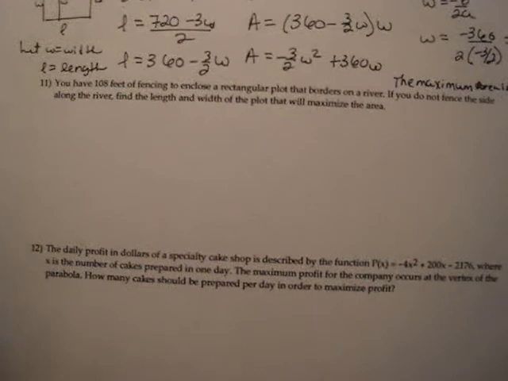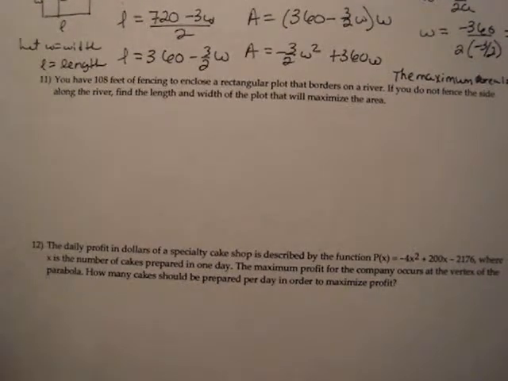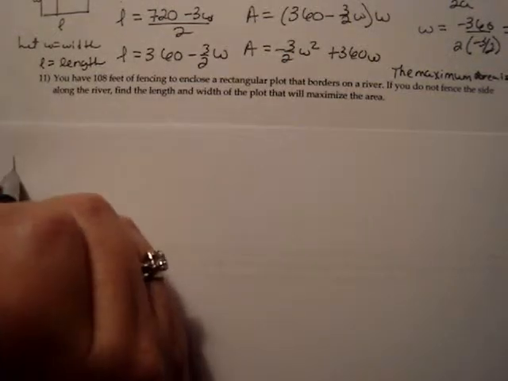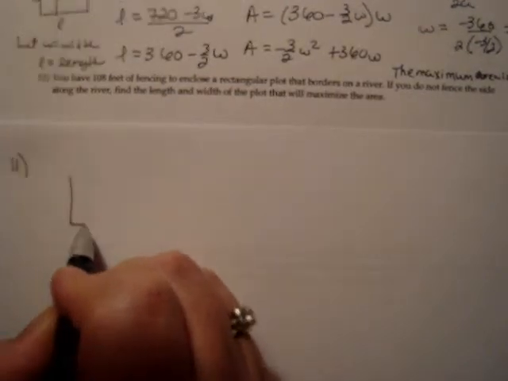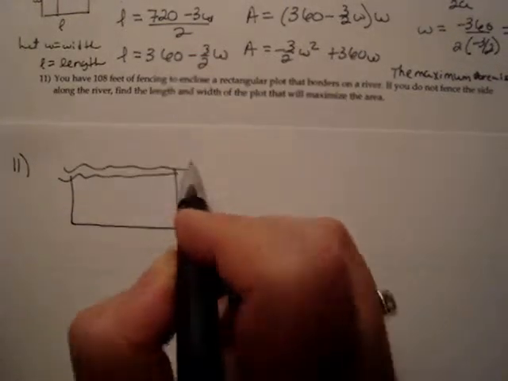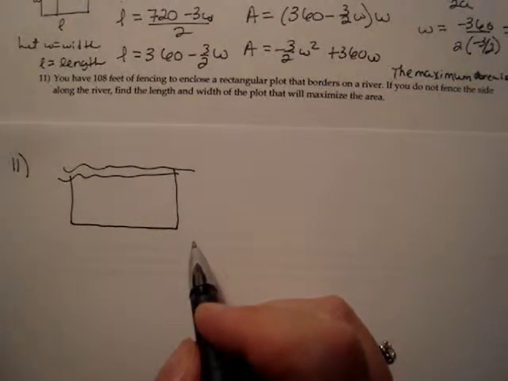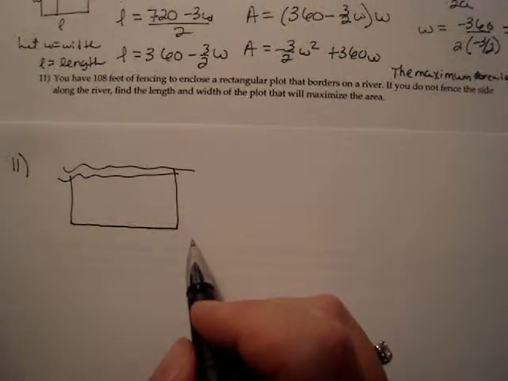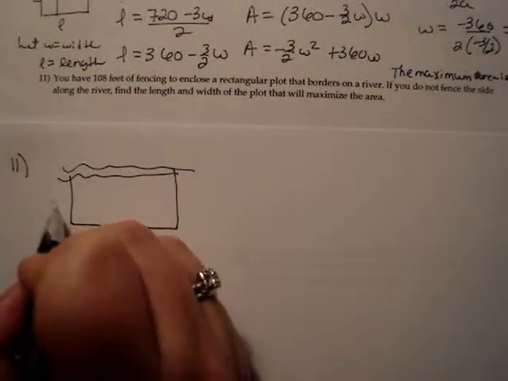Next, number 11 is very similar, and I'm actually going to do this on a piece of scratch paper so I don't have to squish it all in there. So number 11 says, you have 108 feet of fencing to enclose a rectangular plot that borders on a river. Okay, so this is 11. Here's my rectangular plot, borders on a river. Okay. If you do not fence the side along the river, find the length and width of the plot that will maximize the area.